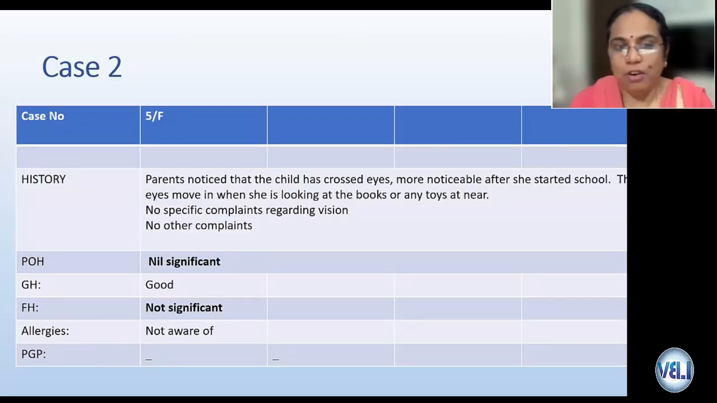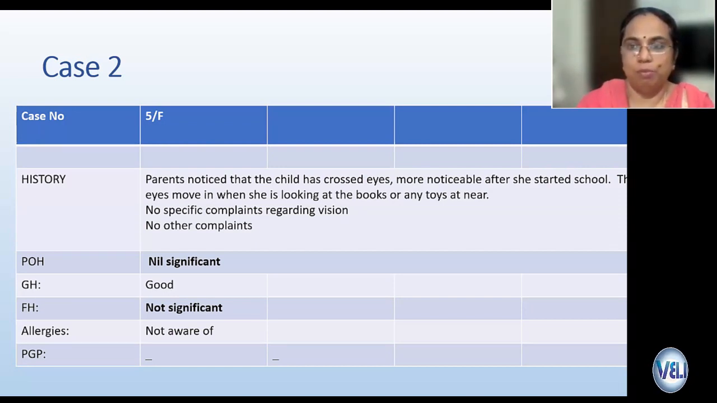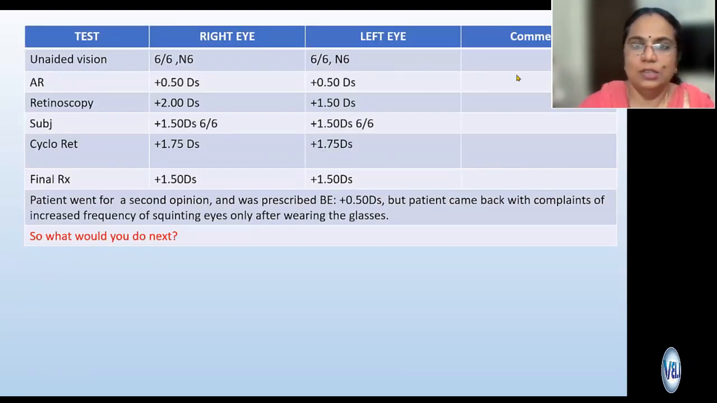So, a 5-year-old child who was previously diagnosed as esotropic. The parents noticed that the child has become more cross-eyed, especially after she started school and when she's looking at things close up, books or toys or anything like that. But she didn't really have any problems with vision, happy playing, doing everything else. History was otherwise insignificant. And this was her unaided vision. She had 6/6 and N6 in both eyes.